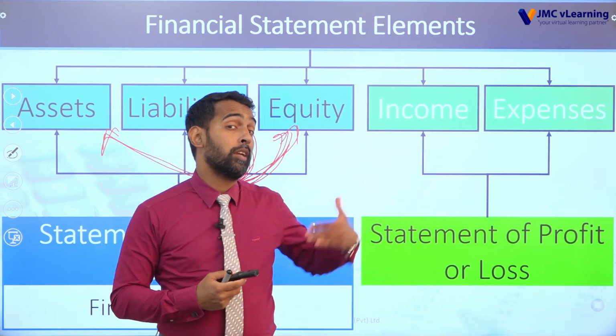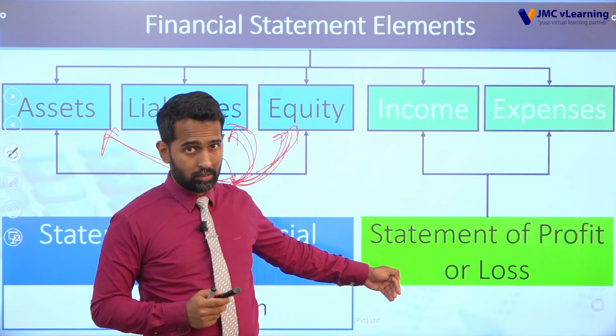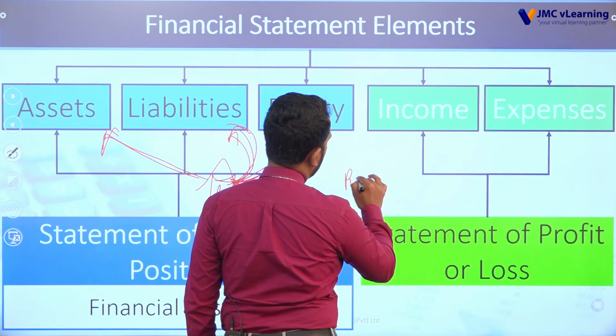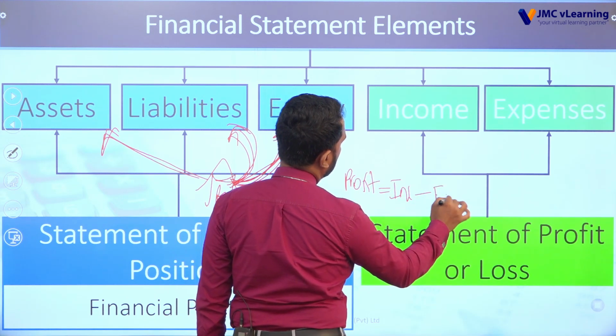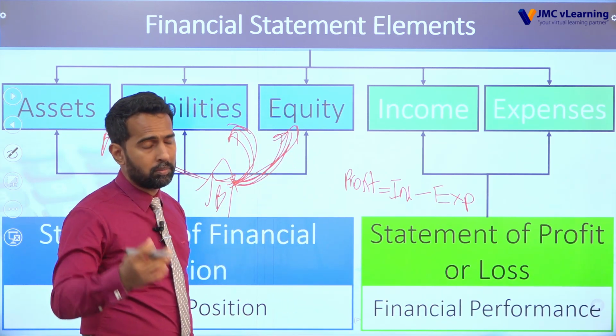And the statement of profit or loss provides the financial performance, your profitability. How do we calculate the profit? Profit is calculated as income minus expenses. So that is what we call the financial performance.